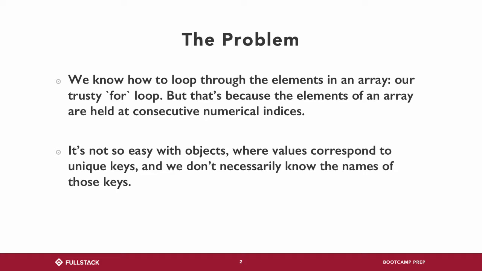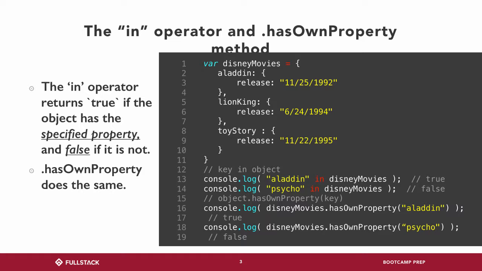Because the keys are unique to the values, we can use those keys to access every value within that object. And we don't necessarily need to know the names of these keys, as we'll see. First, if we just want to see if a property is even in an object, there's two main ways to check that. We can use the in operator or the hasOwnProperty method.